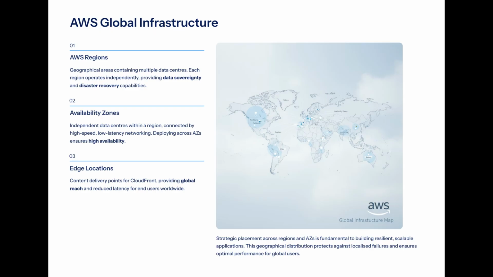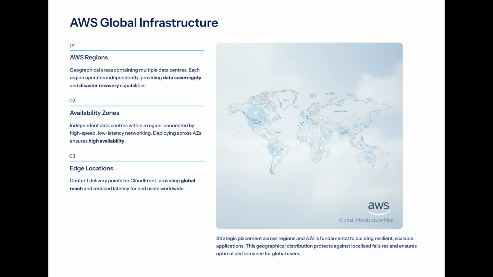Regions are large geographical areas that contain multiple data centers. Each region operates independently, which is important for disaster recovery and data sovereignty. Within a region you have availability zones, which are isolated data centers connected with low latency, high bandwidth networking. Deploying across multiple availability zones gives you high availability. Finally, edge locations are smaller sites used by CloudFront to cache and deliver content close to end users, reducing latency and improving performance globally. Now let's dig deeper.